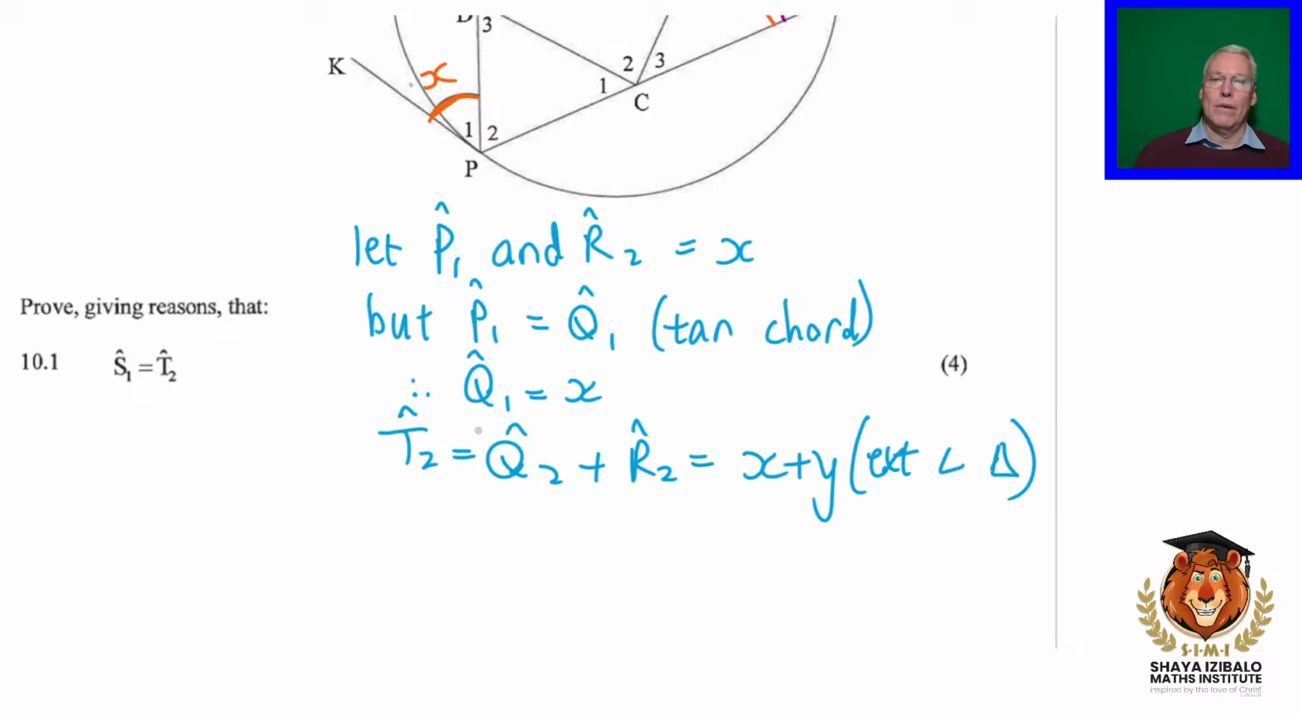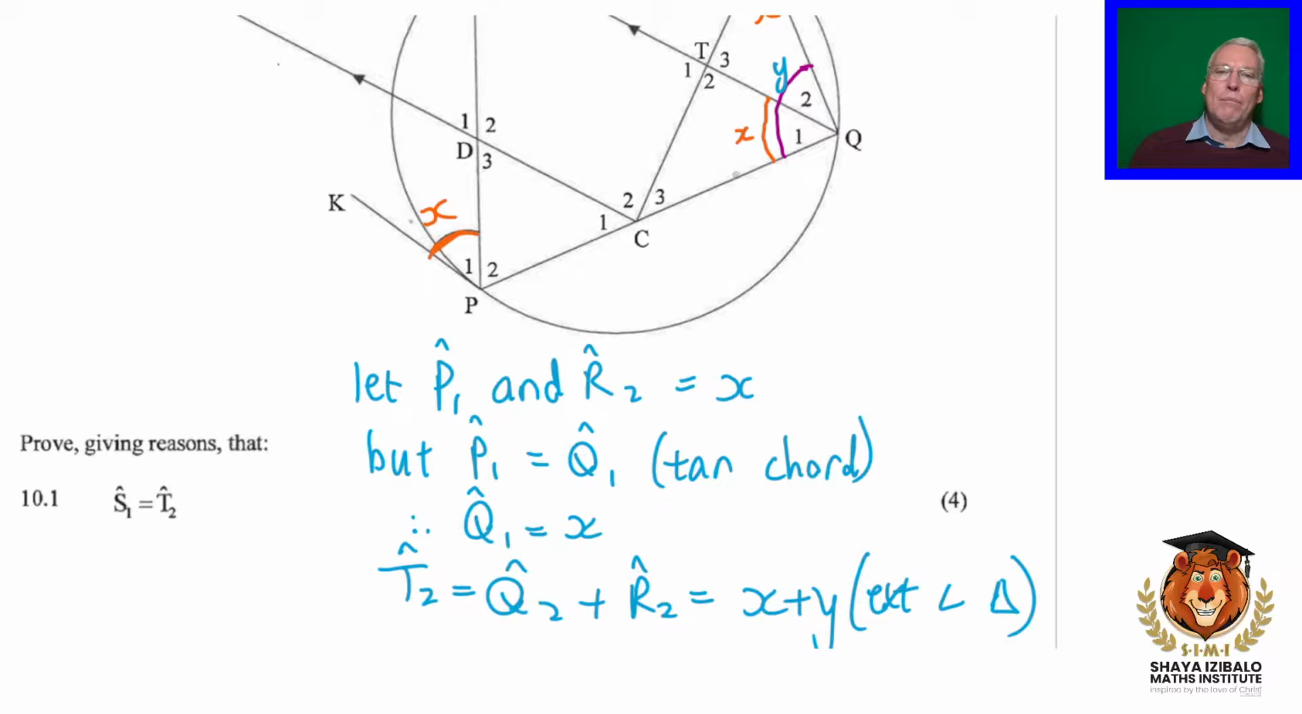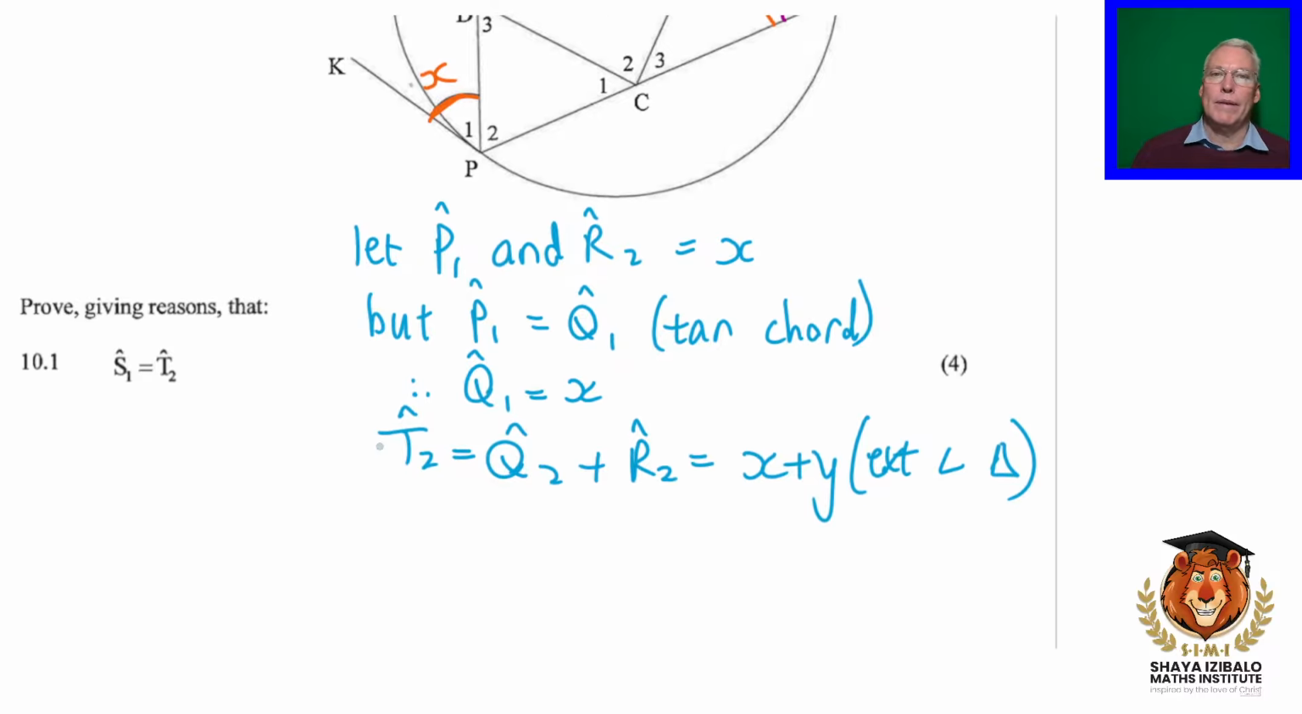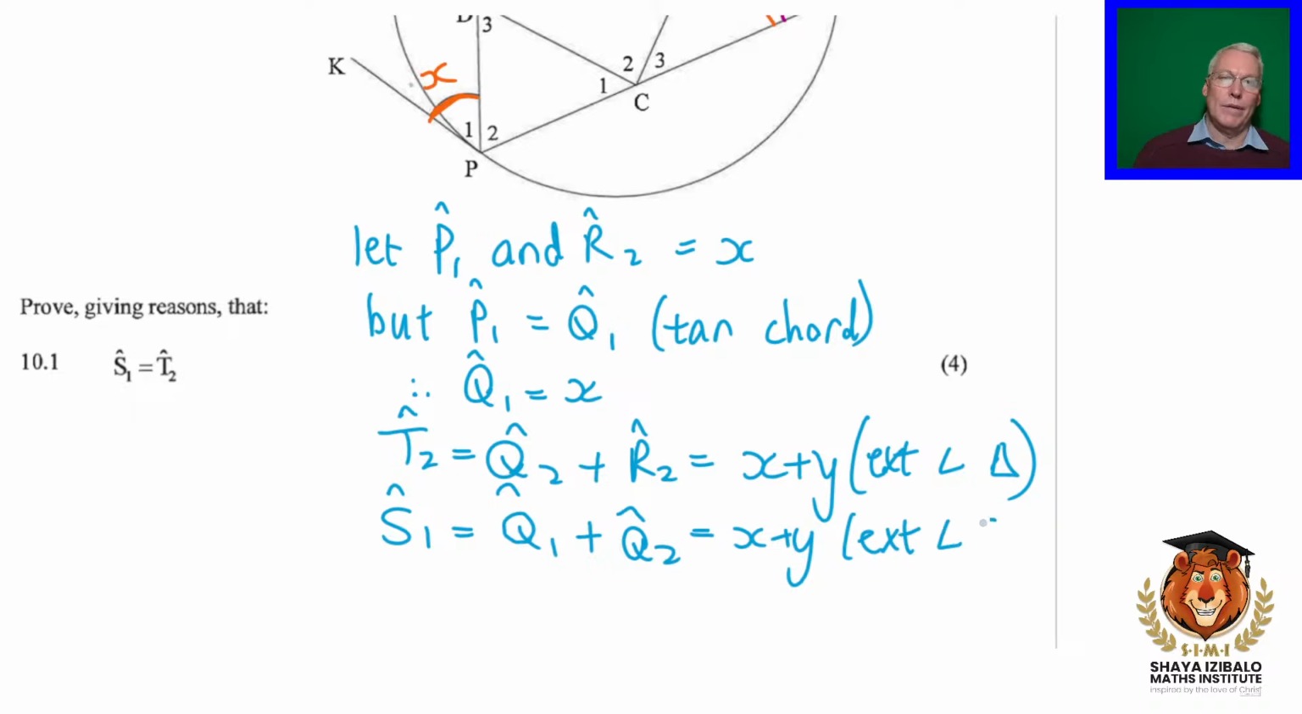Okay, right. But angle S1 is equal to Q1 plus Q2, which equals X plus Y. That's the exterior angle of a cyclic quad. All right, and so therefore S1 equals T2.